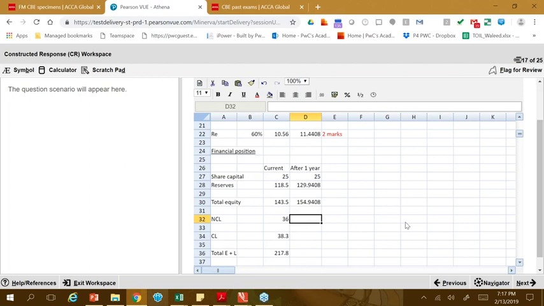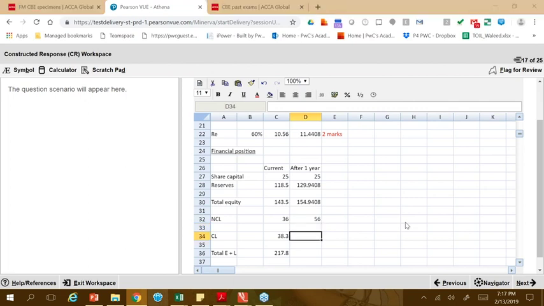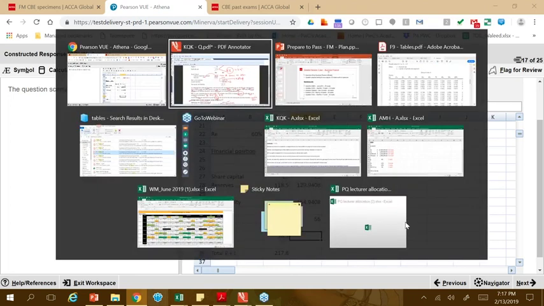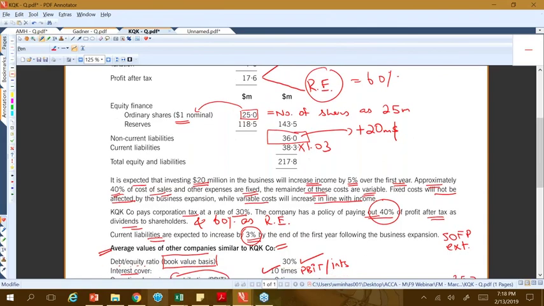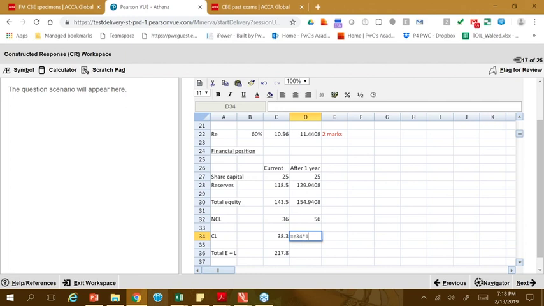Then the non-current liabilities. The 20 million will be added here. So we'll take the C32 and add the 20 million onto it. That takes us to 56. And there was information in the scenario telling us what will happen to the current liabilities. They will increase by 3%. So simply take the C34 and increase it by 3%. And then add the equity and liabilities, D30 plus D32 plus D34. So I've got my total equity and liabilities as 250, and in this exam there was 1 mark for this.